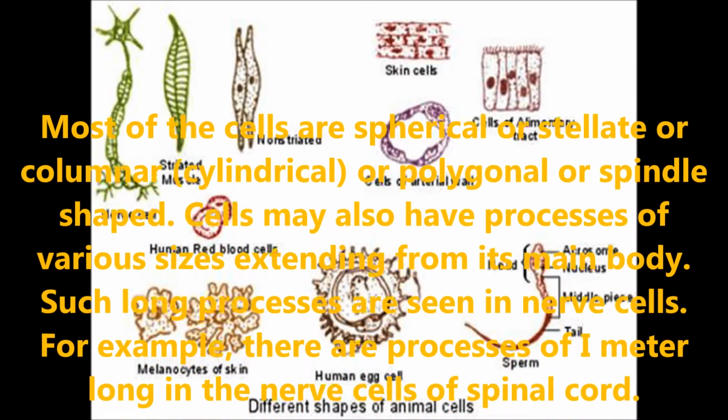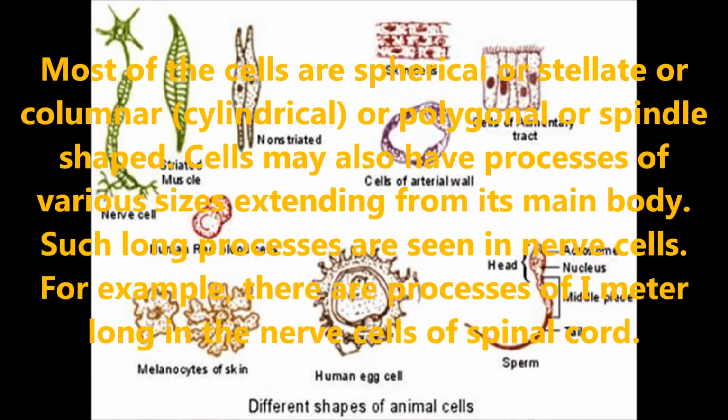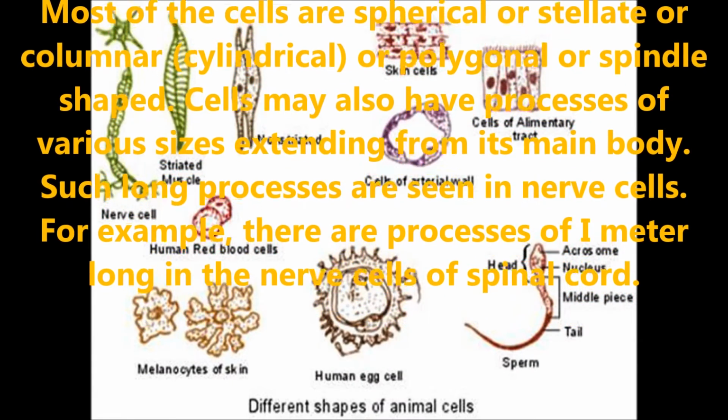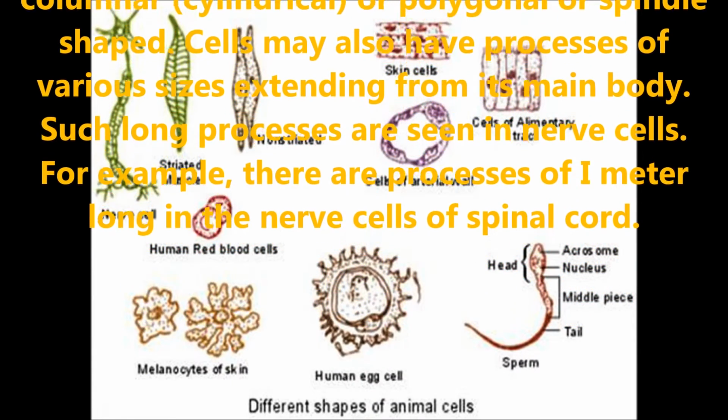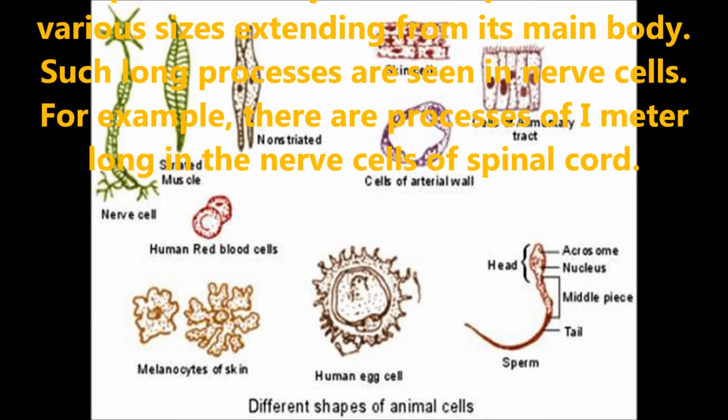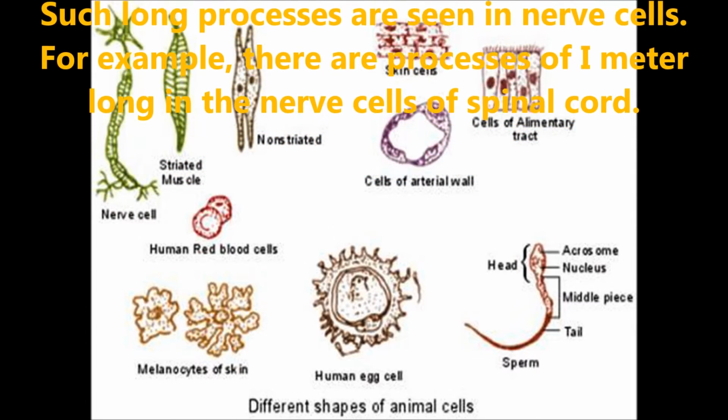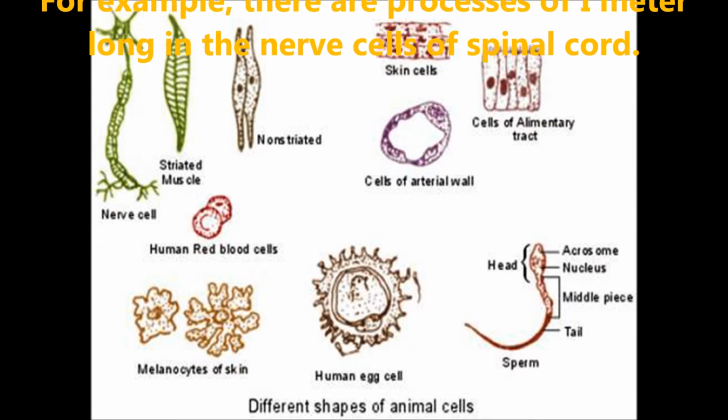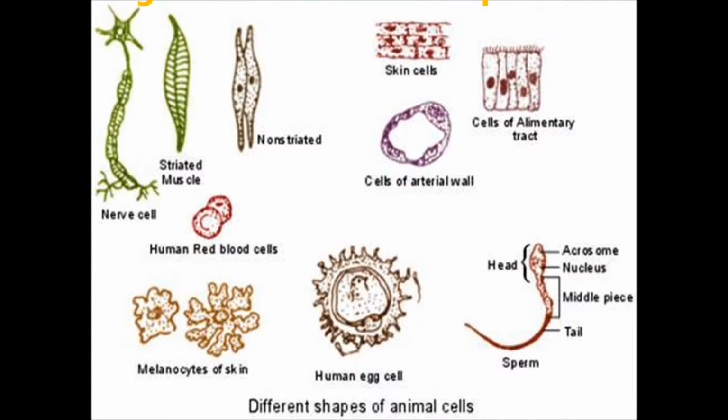Cells may also have processes of various sizes extending from the main body. Such long processes are seen in nerve cells. For example, there are processes 1 meter long in the nerve cells of the spinal cord.